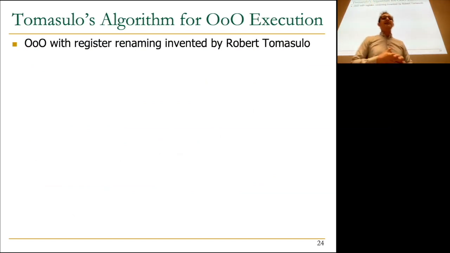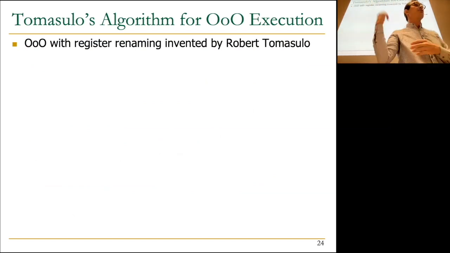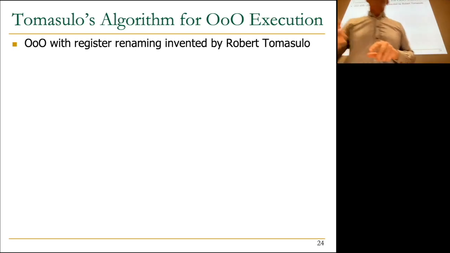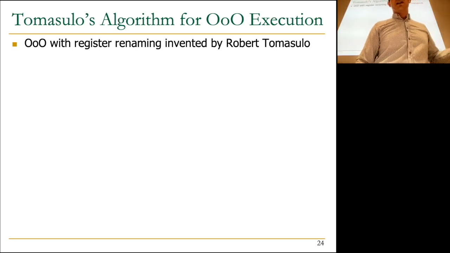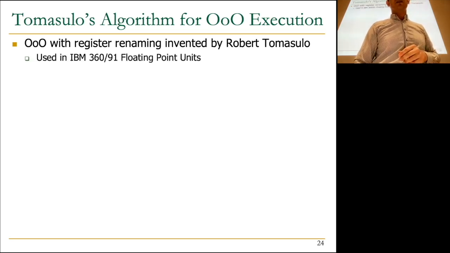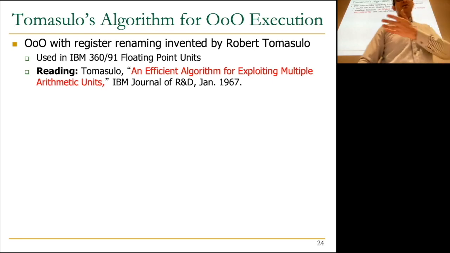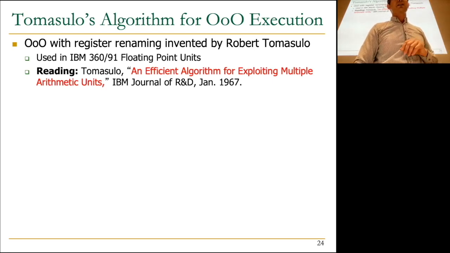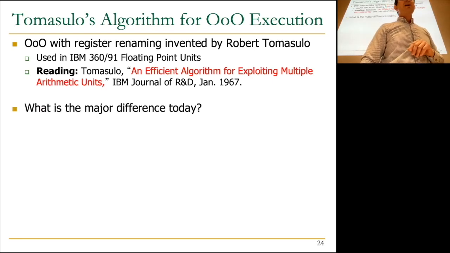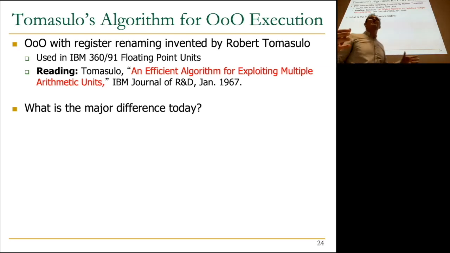I will also mention that this register renaming algorithm is one way of doing out-of-order execution. It's the dominant way today. It was invented by Robert Tomasulo, who was a chief architect at IBM, in the IBM 360/91's floating point units. And if you remember, I mentioned this as an example out-of-order machine. You can read this beautiful algorithm that we're going to go over in this paper. The major difference today is the IBM 360/91 did not have precise exceptions. And as I mentioned, it was not successful because of that.